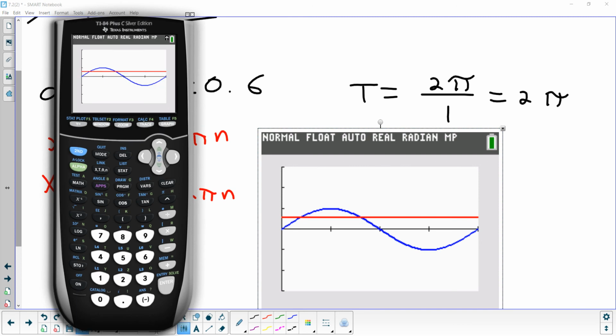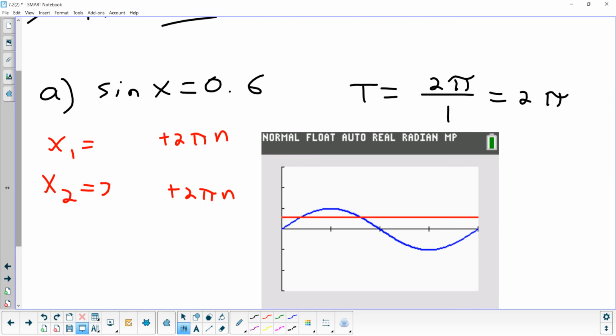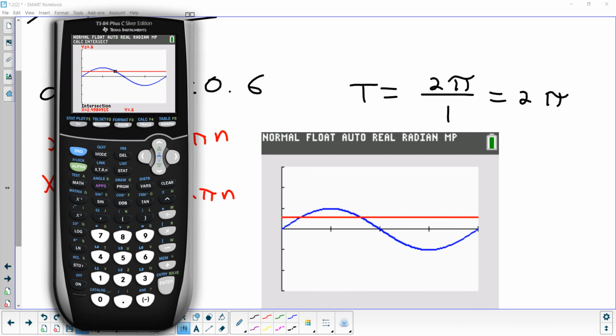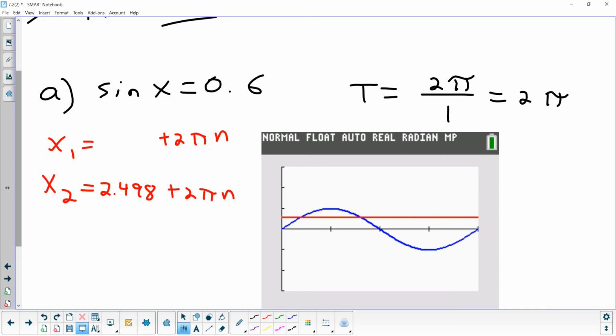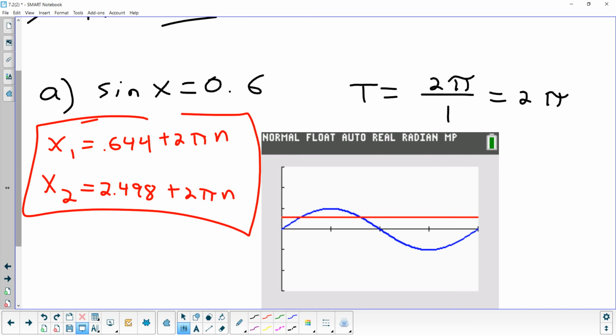Find the intersect. Second calc, intersect. If you just hit enter 3 times, it'll randomly find something. So I got that one, 2.498. Doesn't really matter if you call it x1 or x2. And second calc, intersect. Now I do need to be a little bit more careful. That should be fine. 0.644. And that's how you write your solutions.